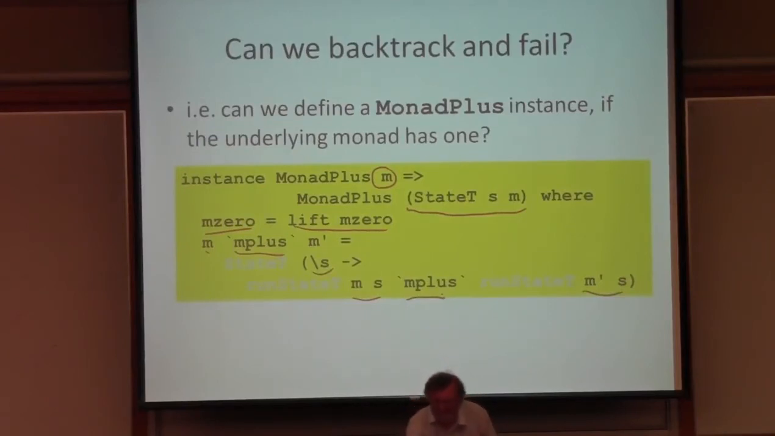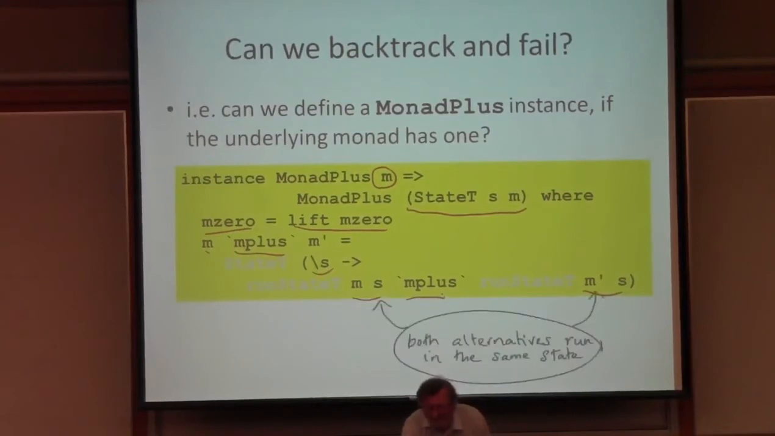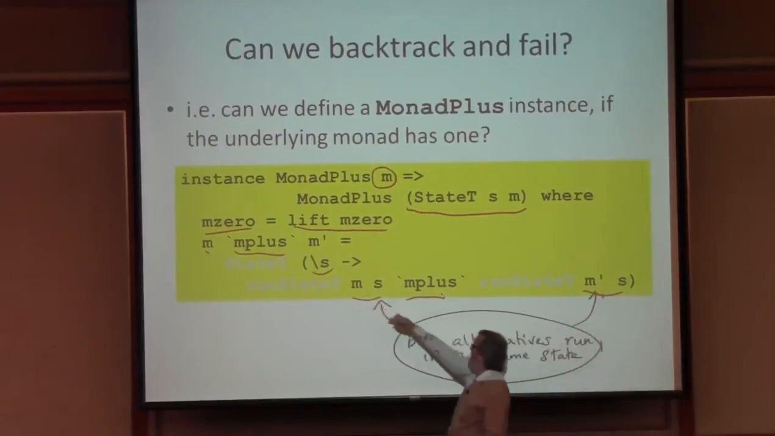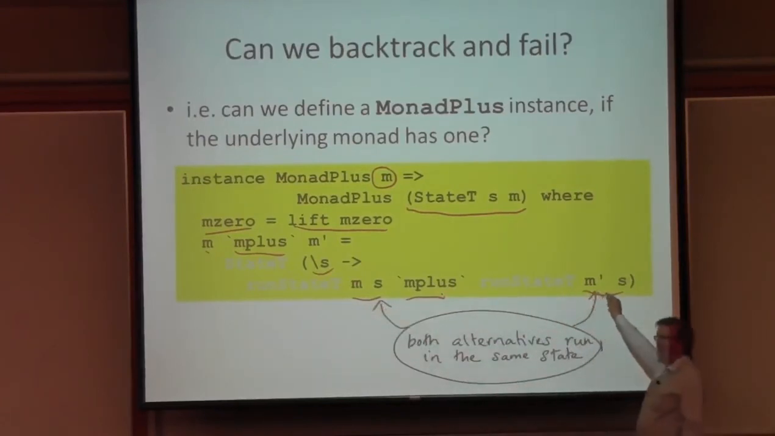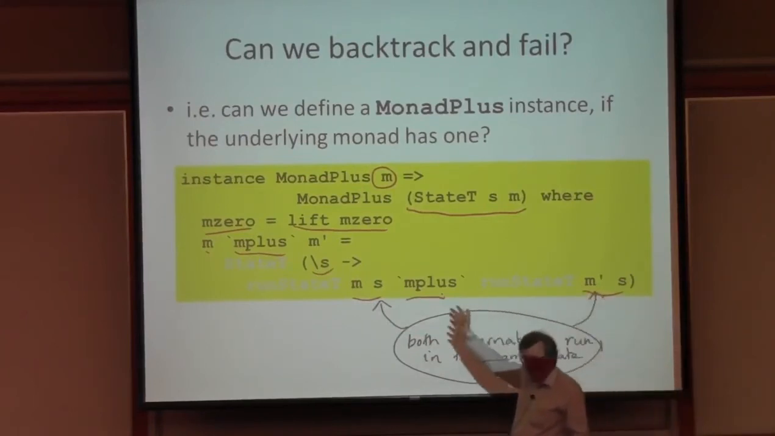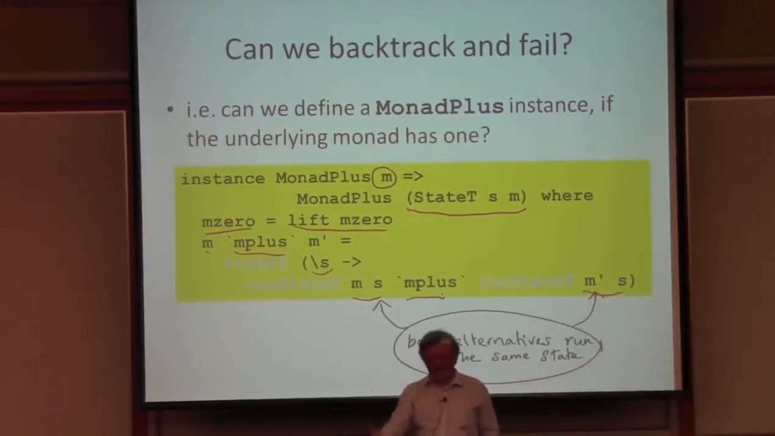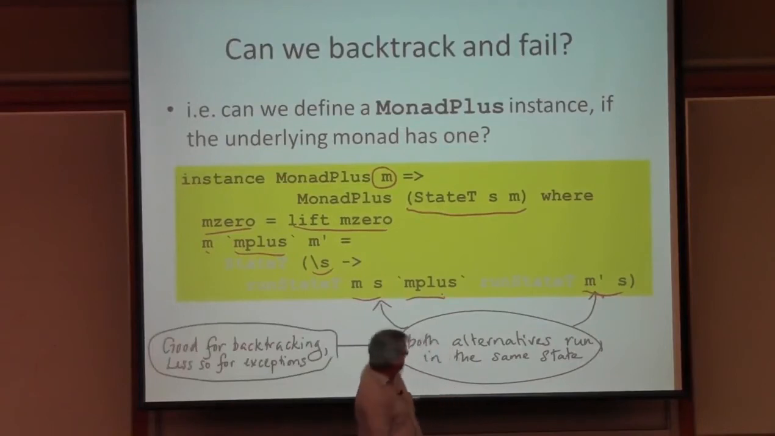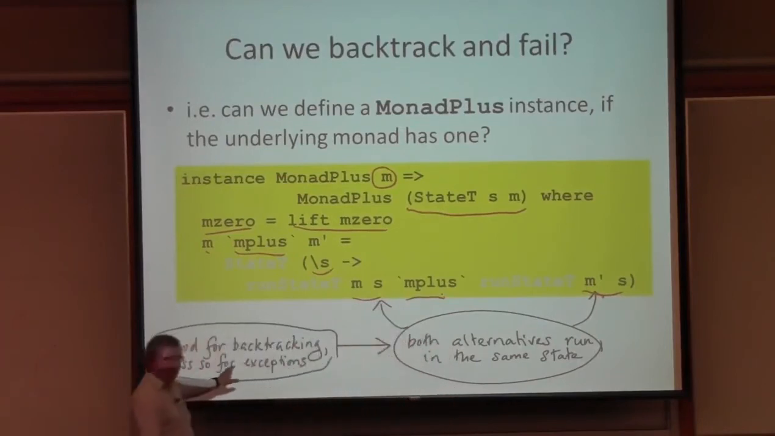There's a couple of interesting things that we can notice about this definition, though. One thing is, it's very clear here that both the alternatives, M and M prime, run in the same state. And indeed, there isn't really anything else that I could write at this point. S is the only state I've got. So that's going to be very good for backtracking, but it wouldn't be so good for representing exceptions.